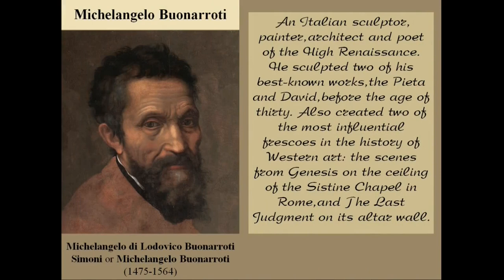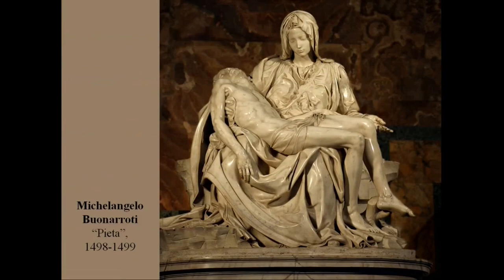Another genius of the High Renaissance period was Michelangelo Buonarroti. He was an Italian sculptor, painter, architect, and poet of the High Renaissance period. He sculpted two of his best-known works, the Pietà and David, before the age of 30. Also, he created two of the most influential frescoes in the history of Western art: the scenes from Genesis on the ceiling of the Sistine Chapel in Rome and the Last Judgment on its altar wall.